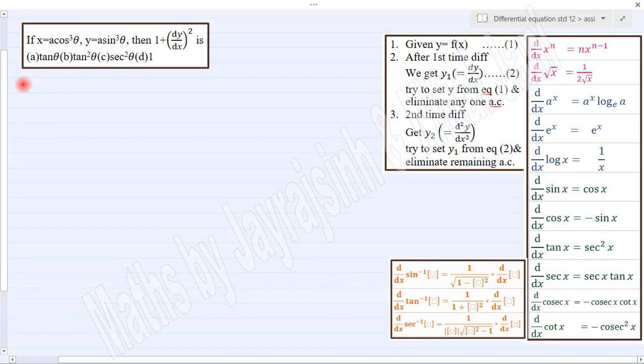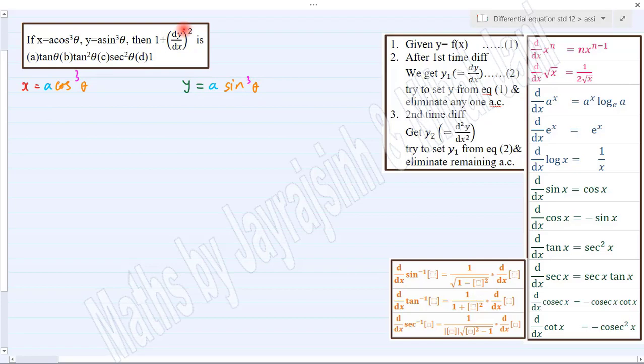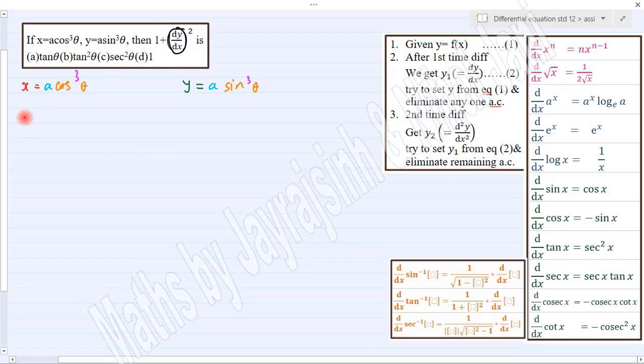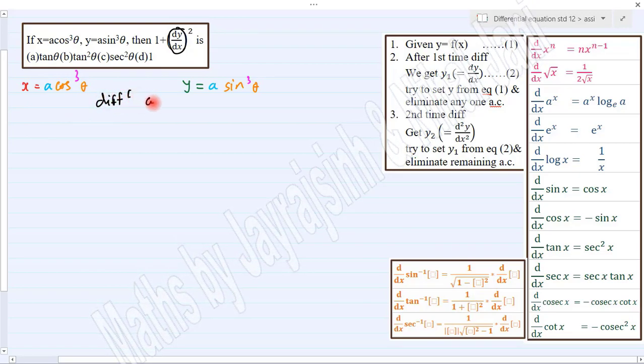In this question, we have x is equal to a cos cube theta and y is equal to a sin cube theta, and we have to find 1 plus dy by dx the whole square, and for that we need dy by dx. Here we have parametric equation. So to get dy by dx, we have to differentiate our both equation with respect to theta.